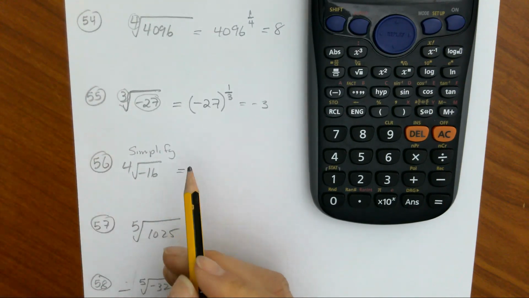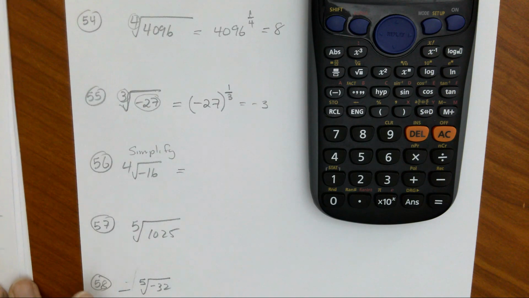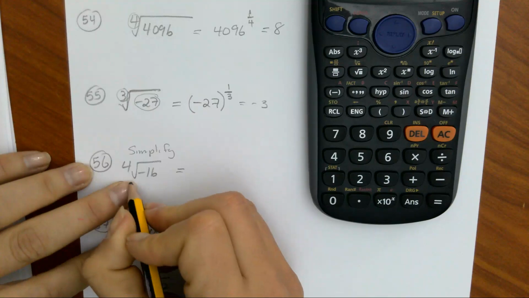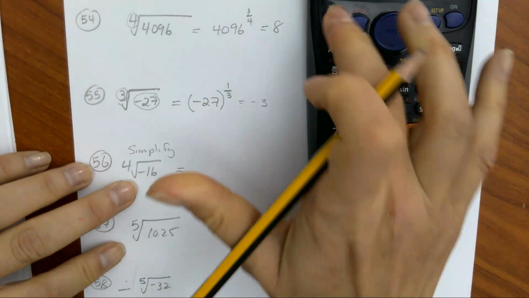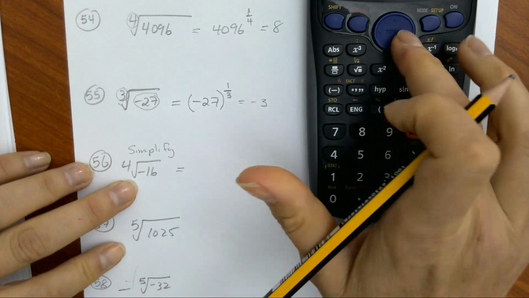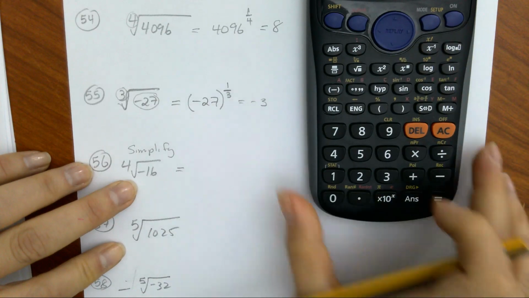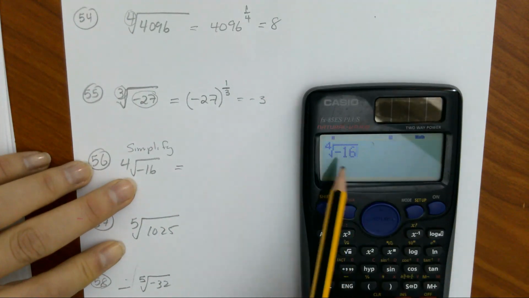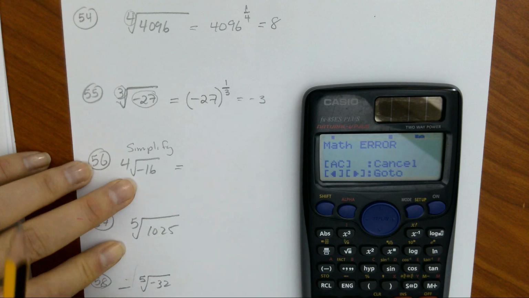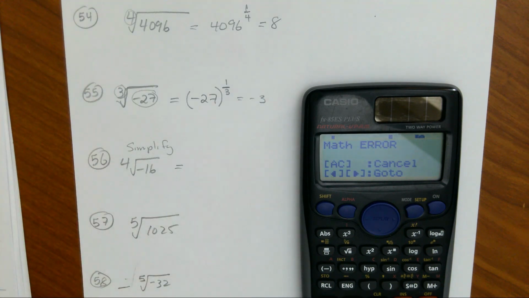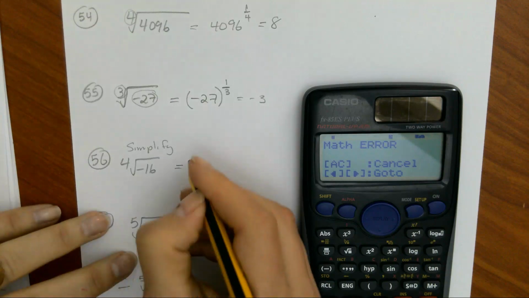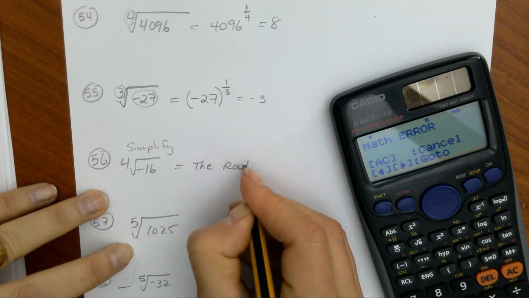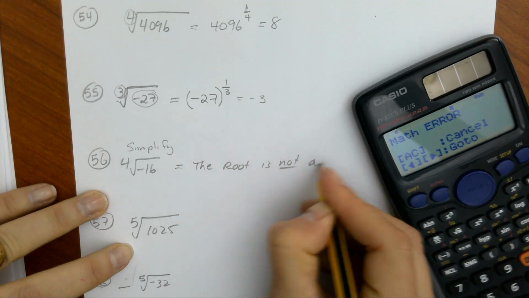Okay, 56, what did it say? 56, we don't have to write it, we just find the answer. Okay, the fourth root of negative 16. Okay, you couldn't see before. So if I put this in, the fourth root of negative 16, my calculator gives an error, which means the root is not a real number. So I would write here, not a real number.